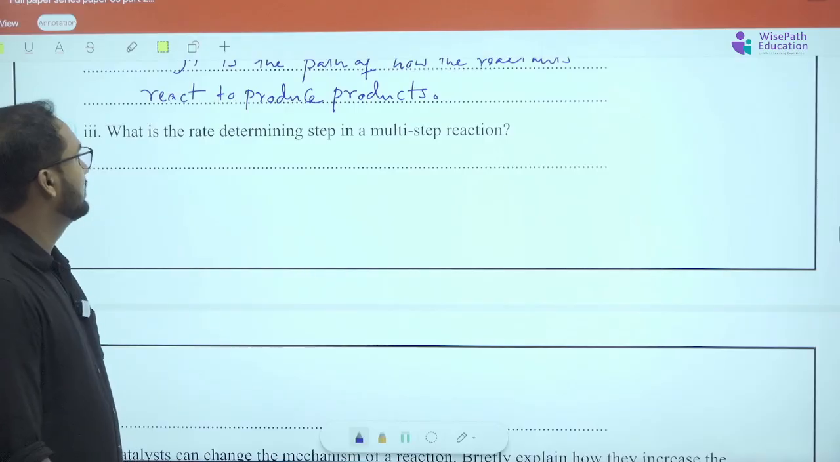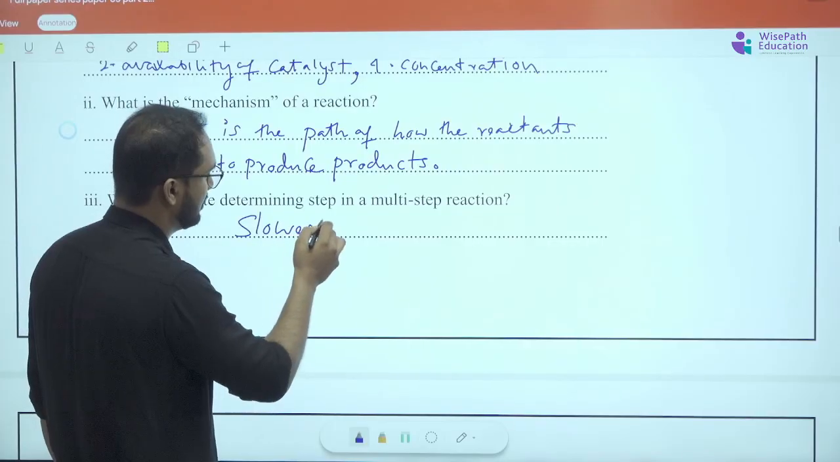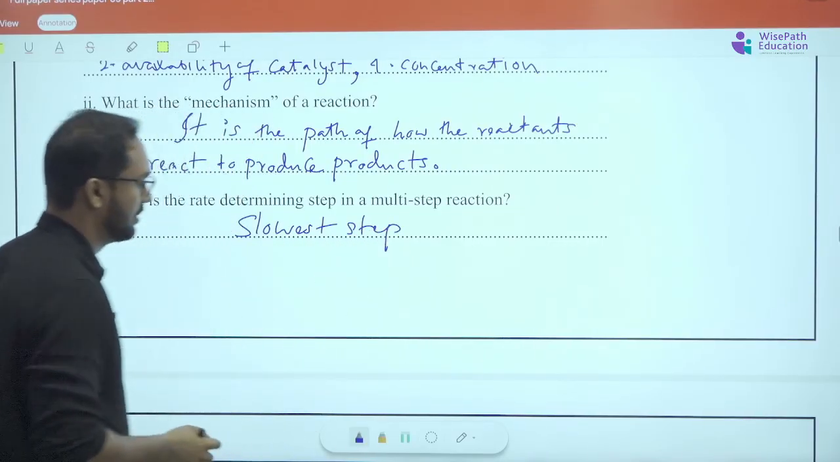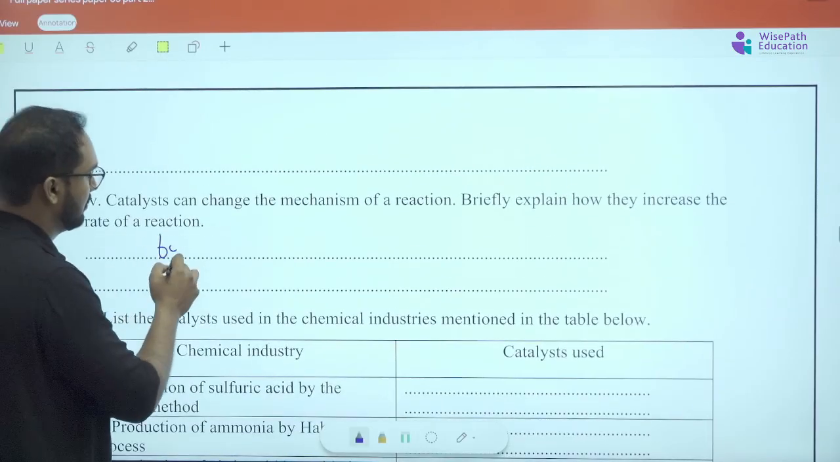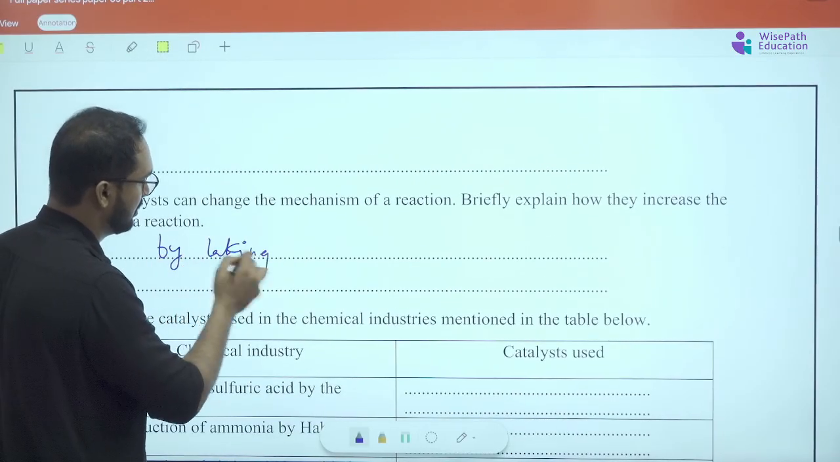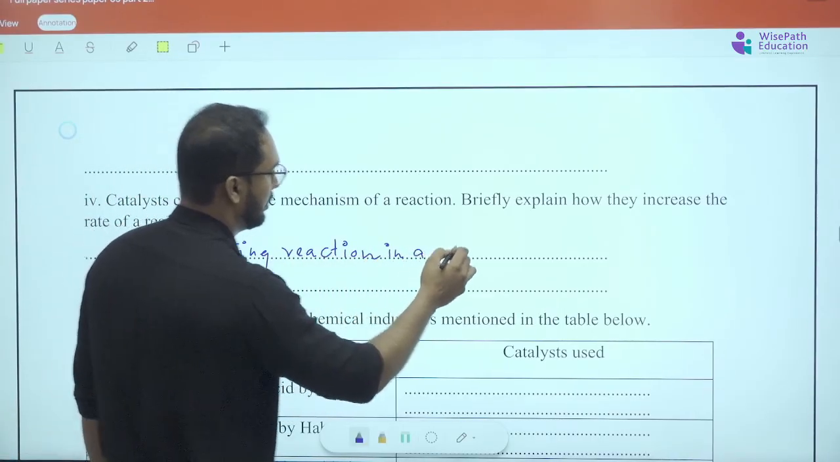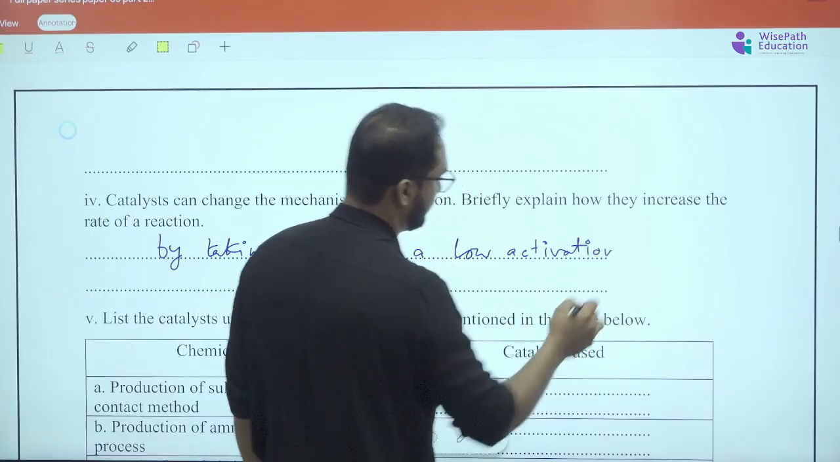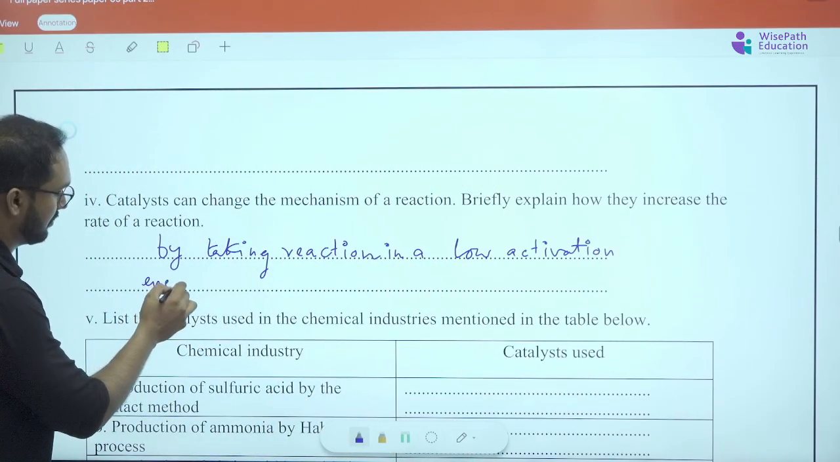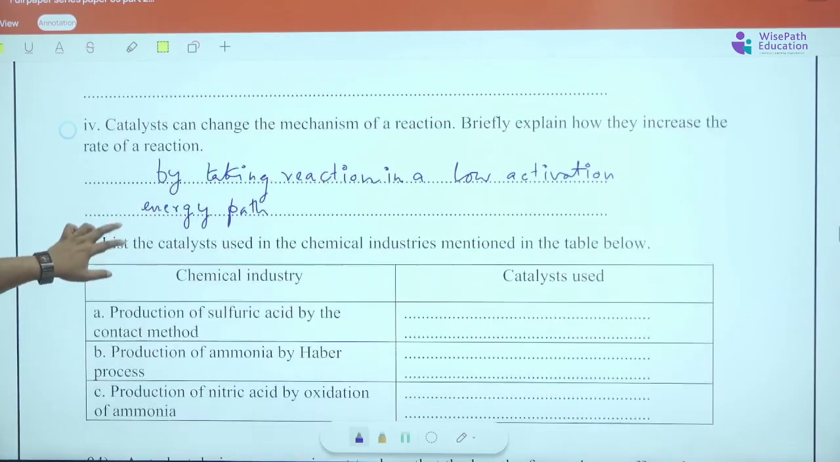What is the rate determining step in a multiple step reaction? The slowest step. Catalysts can change the mechanism of reaction. Briefly explain how they increase the rate of reaction. By taking the reaction in a low activation energy path, right? Taking the reaction in a low activation energy path.